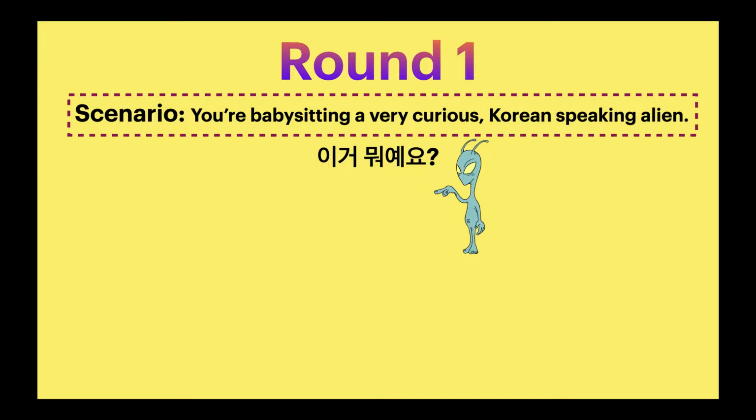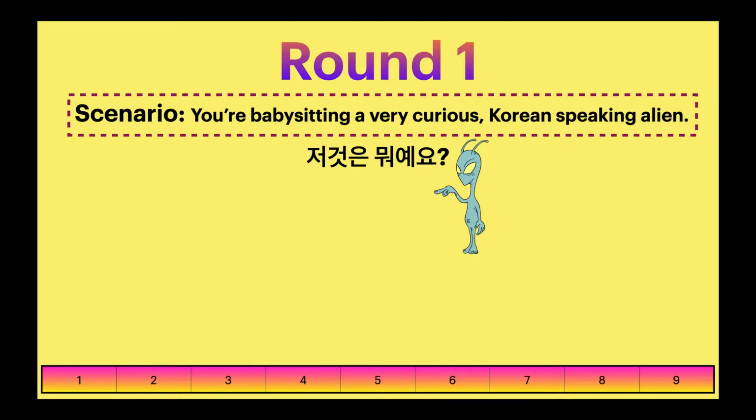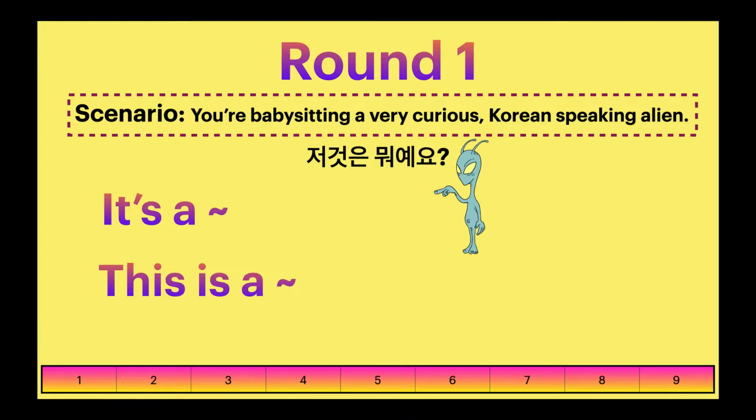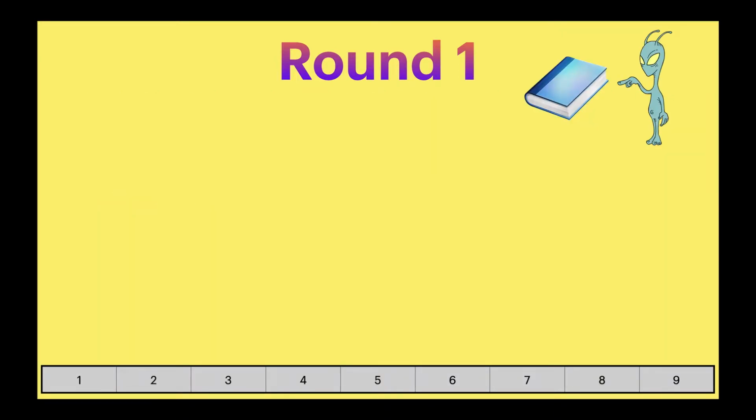But regardless of how he words the question, he just wants to know what things are. And depending on where the object is located relative to him and to you, he might also ask, 그것은 뭐예요? 저것은 뭐예요? And there will be 9 questions, each of which you will answer pretty much the same way as, it's a blah blah blah, followed by this or that is a blah blah blah. Starting with our first object, a book. 이것은 뭐예요? And you are right here next to him, so first let's start by answering just simply, it's a book.